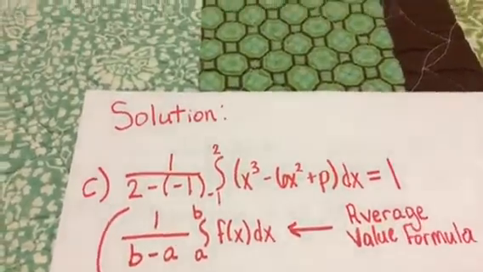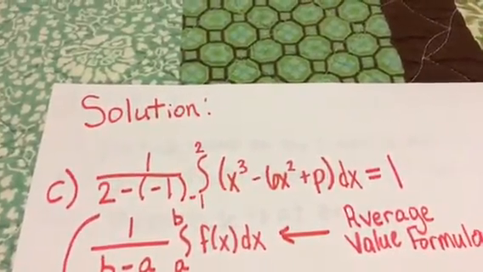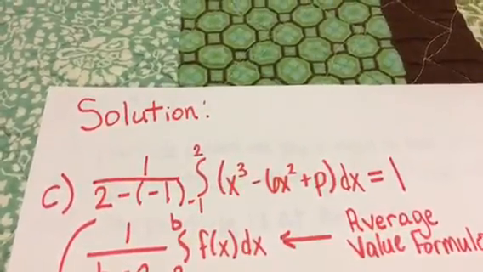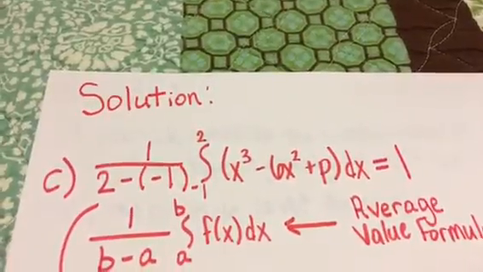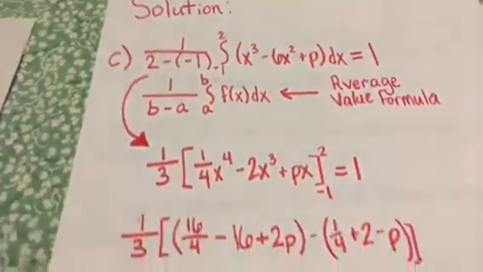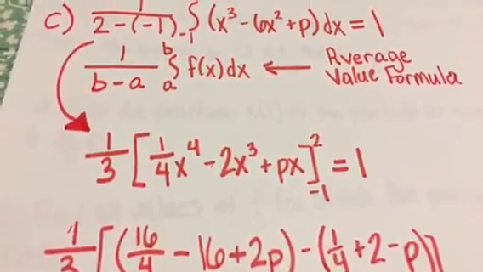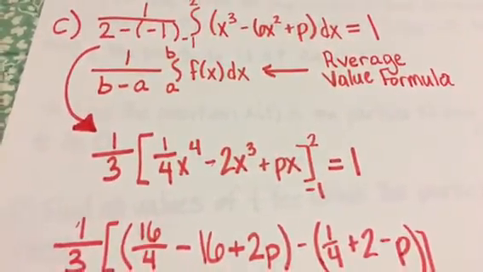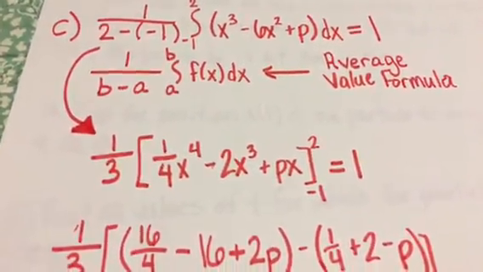So if we plug it in, as you see here, we would have 1 over 2 minus -1, integral from -1 to 2. The f of x was given to us in the original information, x cubed minus 6x squared plus p. And don't forget your dx, and we're setting it equal to 1. So I have done the antiderivative for you, and it is this. 1/3 times 1/4 x to the 4th minus 2x cubed plus p times x, evaluated from -1 to 2. And we're finding where this is 1.